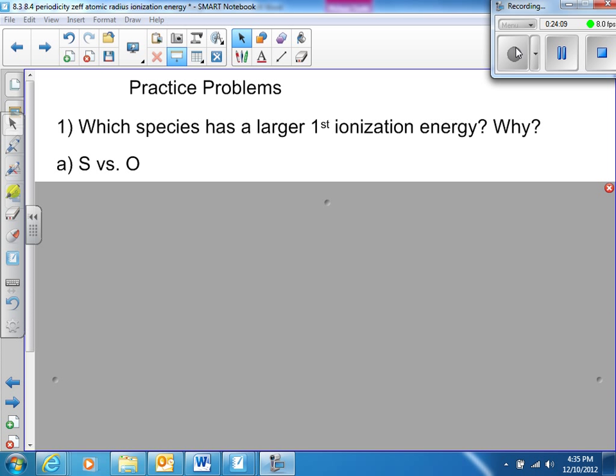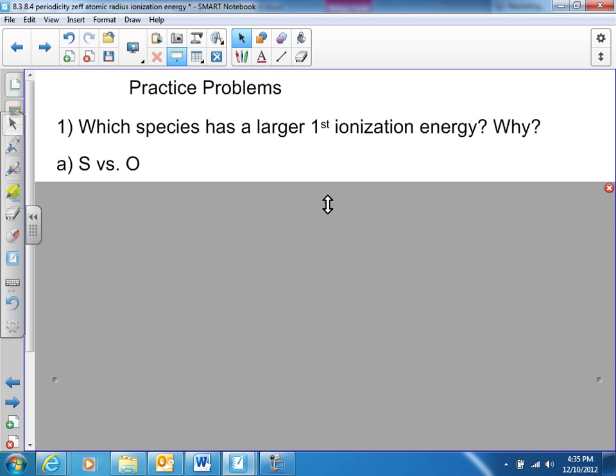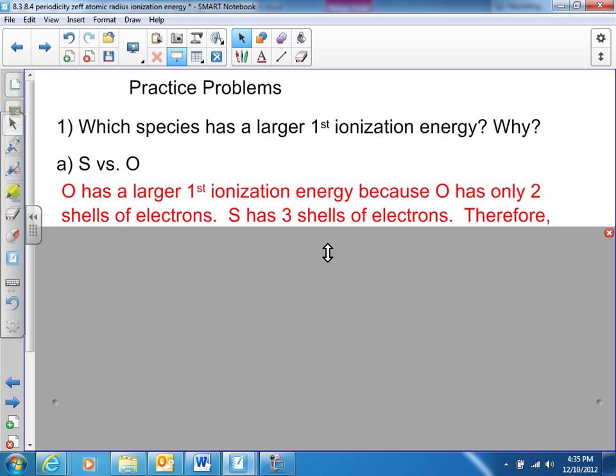So let's do some practice problems. Wow, we're at 24 minutes. Sorry. Okay, which species has a larger first ionization energy? You can go ahead and pause if you want. You have to locate these on the periodic table. I'm going to show you the answer in a moment.